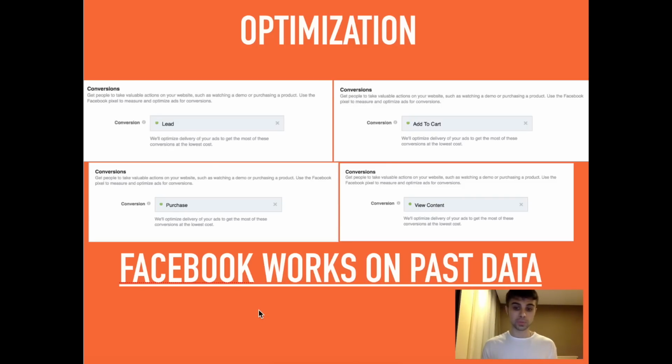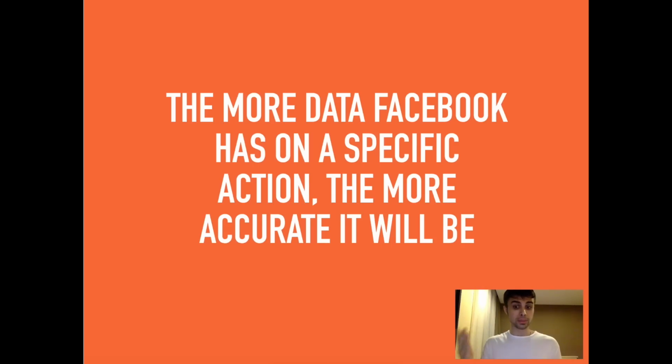For those of you that don't know what view content is, it's just people that are visiting your website. So, for example, if you have 50 view contents a day, and then like 20 add to carts, and then like 10 purchases a day, you might want to optimize for view content, because Facebook has a lot of data on people that go into your website. If you optimize for view content, you might have much better results than optimizing for purchase. So yes, the more data Facebook has on a specific action, the more accurate it will be.